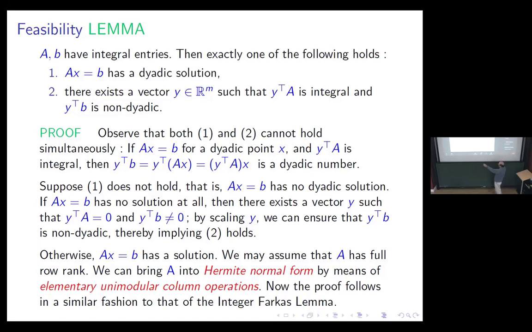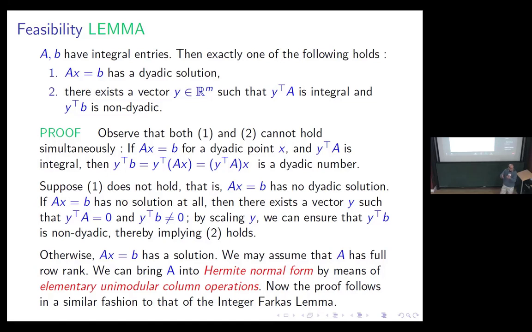So now let's look at the other case where AX equals B has a solution. But I'm assuming that one does not hold. So AX equals B has a solution, but it doesn't have a dyadic solution. So how do we proceed in that case? Well, if you know the proof of the integer Farkas lemma, we proceed in the same way.